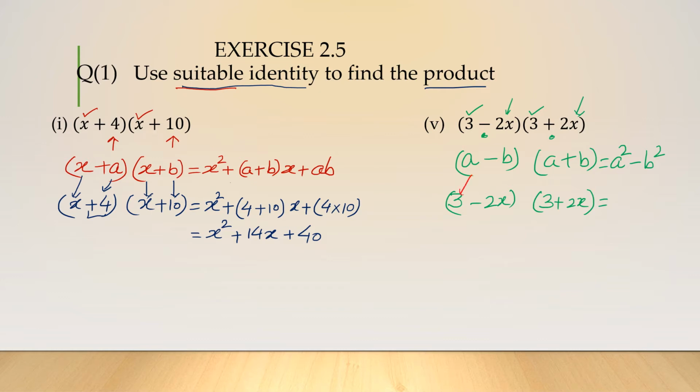in place of a we have 3, so we can write it as 3 square minus, if you compare b, we have 2x for b, so in place of b we will write (2x) whole square. So square of 3 is 9 minus square of 2 is 4 and square of x is x square. So now we have done these two parts by using the suitable identity.